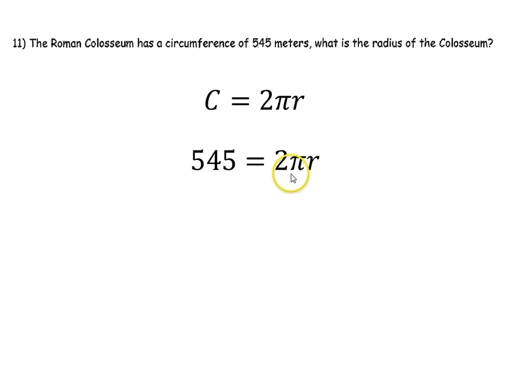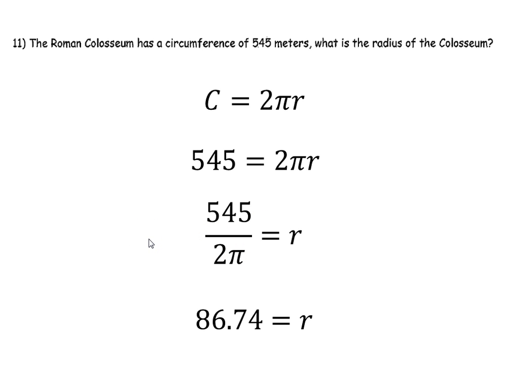So to solve for r, I'm going to divide both sides by 2 pi. So dividing both sides by 2 pi gives me 545 divided by 2 times pi. And if I do this arithmetic here, this 545 divided by 2 pi, what I get is 86.74. And 86.74 then would be the radius of the Colosseum in meters. So 86.74 from using the circumference formula, plugging in what I know, and then solving for r.